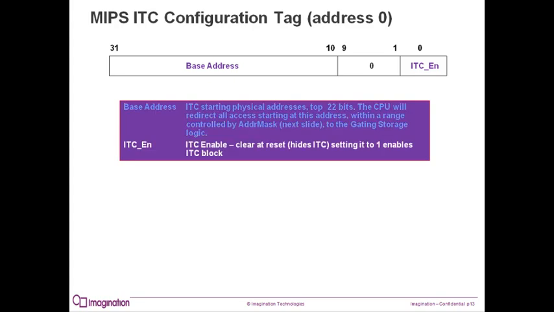The ITC enable bit enables the ITC block. This should be set when you want to start using the ITC block. Note, if you position the ITC block over real memory or device I/O memory, you will no longer be able to access that memory or device.